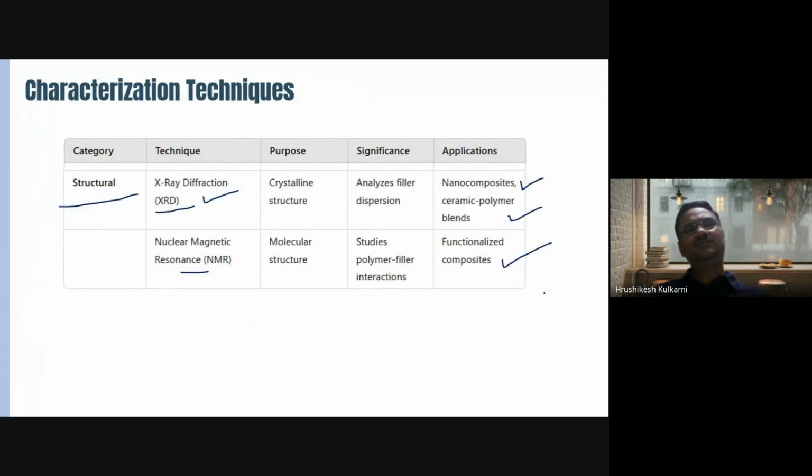After studying these characterization techniques, if you are interested in them, you will find many books in the library named characterization techniques in polymers or characterization techniques in composites. Many people have published books on this. In each book, you will find these techniques, along with more techniques which are given in detail. So you can select your characterization technique based on your application.